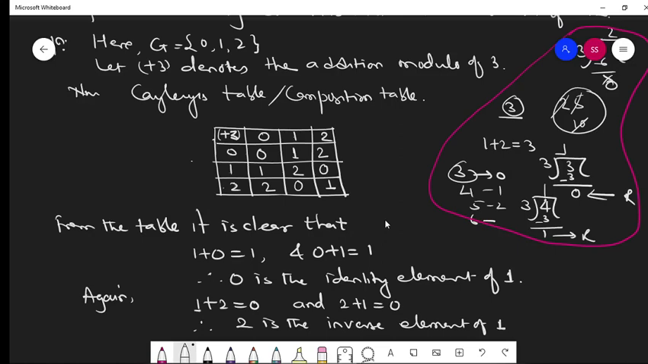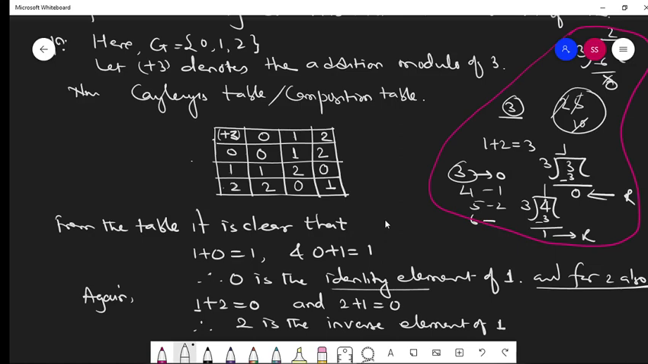And for 2 also, 2 plus 0 is 2, yes, for 2 also the same. And you can write, this is for 1 I found, and for 2, 2 plus 0 is 2, 0 plus 2 is 2, that's why 0 is the identity element for 2 also. And you can write that 0 is the identity element of 1, and for 2 also, because 2 plus 0 is 2, identity element, no doubt.